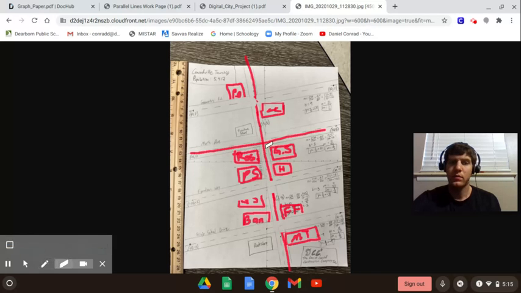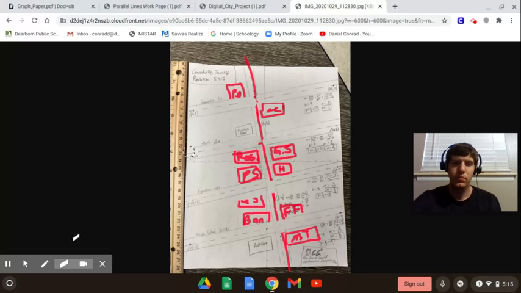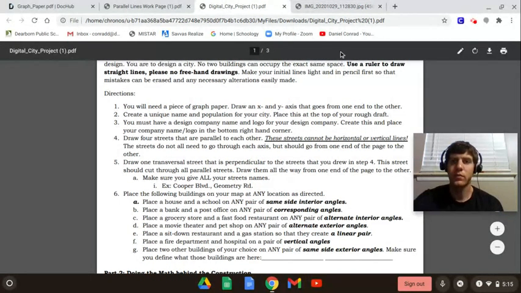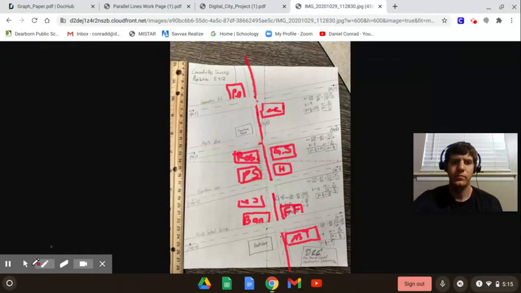Okay, and then your last one would be vertical. So let's put a pair of vertical angle ones in. A hospital and fire department. So we could put them here, hospital and fire department. And those would be your vertical pair.